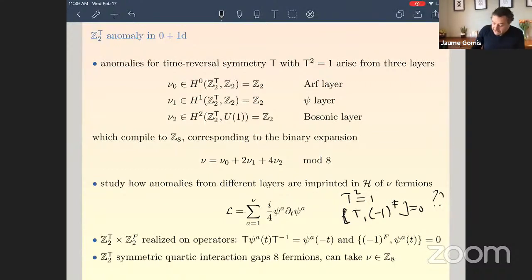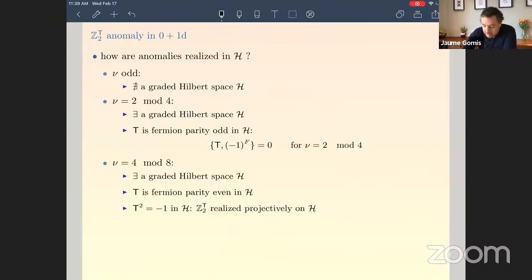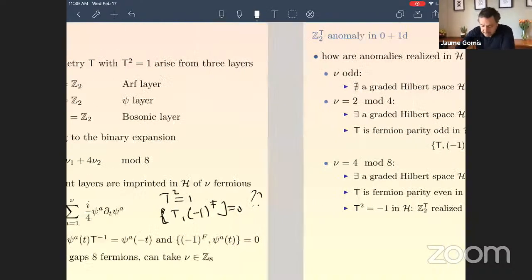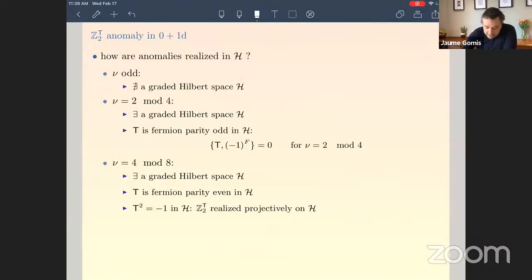Okay. So these are symmetries of the classical theory, and these are relations that are obeyed by all operators in the theory. Now we want to see what happens in the Hilbert space. So let me tell you what the answer is, and then if I have time, I'll tell you a few words. I mean, deriving this is extremely elementary. So how are these anomalies realized in the Hilbert space? So let's start with nu equals odd. So as I said, this comes from the ARF layer, the smallest layer.